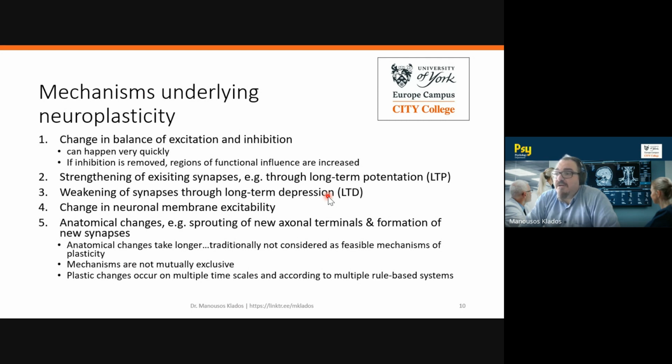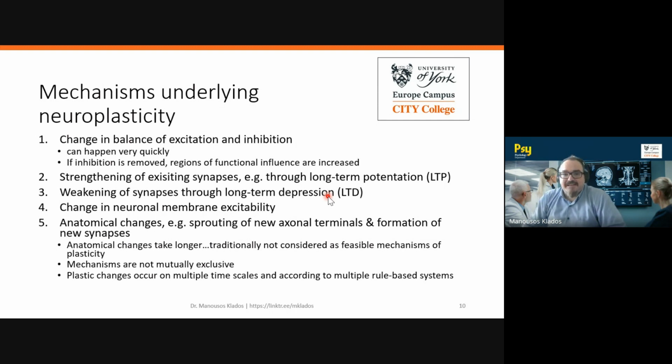On the fifth level, we have anatomical changes. For example, we have new axonal terminals and the formation of new synapses. Of course, this takes longer. Traditionally, it's not considered a feasible mechanism of plasticity, because you need to spend a lot of months for using such kind of plasticity. Also, here we should say that the mechanisms are not mutually exclusive, while plastic changes can occur on multiple time scales and according to multiple rule-based systems, so it's not so straightforward.